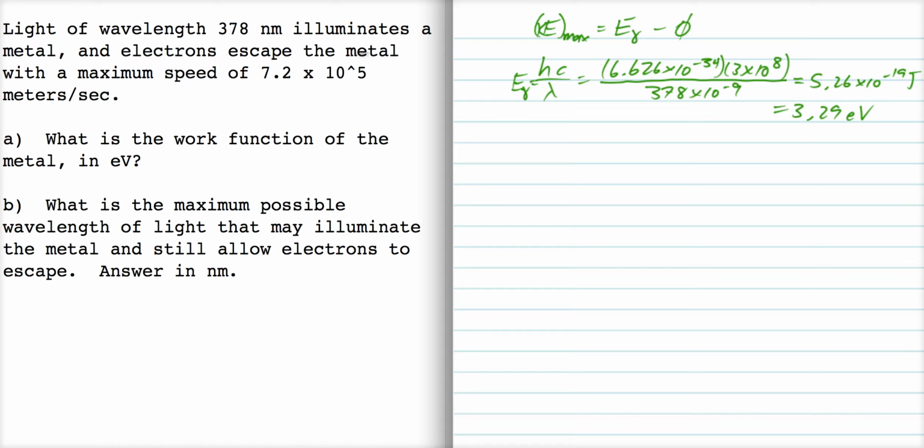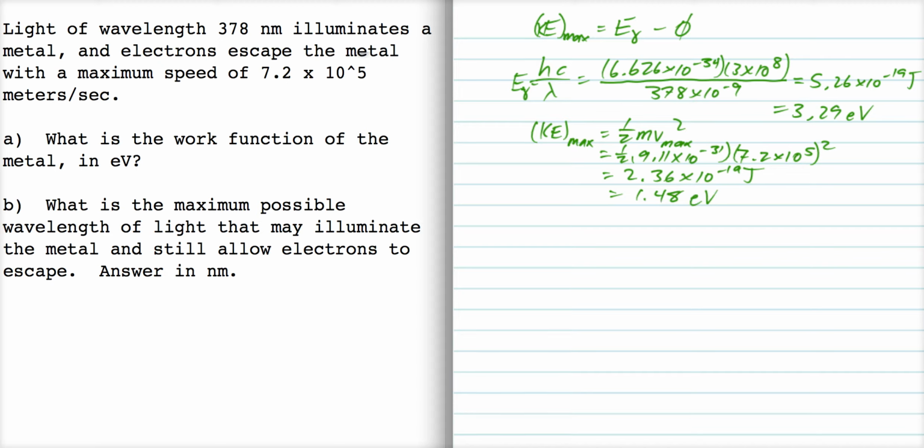Now the kinetic energy, the maximum kinetic energy, since it gives us the maximum speed that electrons escape the metal, that tells us that that's the maximum kinetic energy. Okay, so that's 1/2. Now these electrons have a mass of 9.11 times 10 to the minus 31, and the speed is 7.2 times 10 to the 5th. I square that. So that gives me 2.36 times 10 to the minus 19 joules, which is 1.48 eV. Okay? So, now I'm good to go.